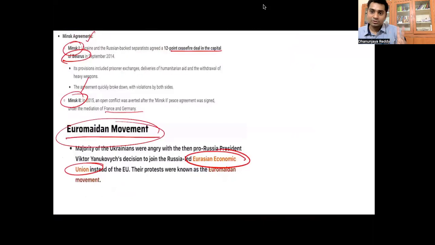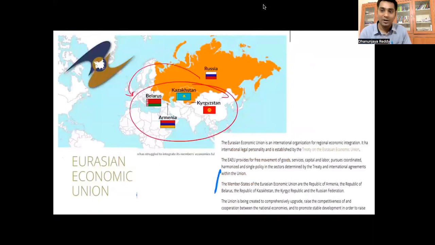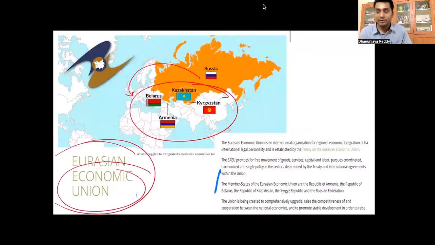So Minsk 1, Minsk 2, Euromaidan movements, these are the themes which are related. They can ask these types of questions. Now let's look at the Euromaidan movement, where Russia is going with not the European Union but the Eurasian Economic Union. Now what exactly is this Eurasian Economic Union? I already said what an economic union is. An economic union is one where there is not only a free trade agreement, but the free trade agreement is highly interdependent. There is free movement of capital and factors of production like land, labor, capital. The same economic policies will be operating.